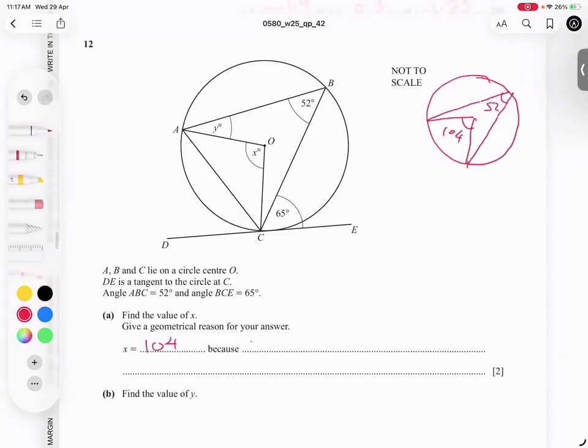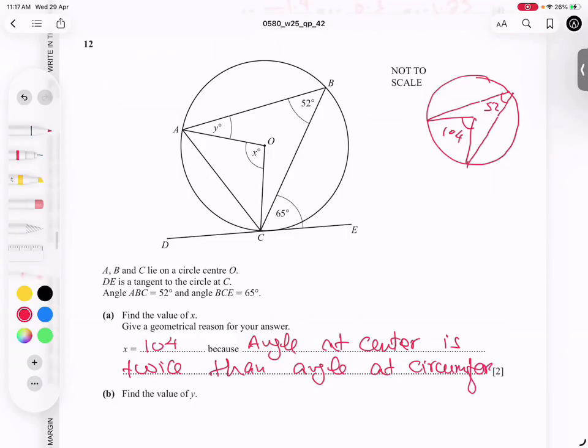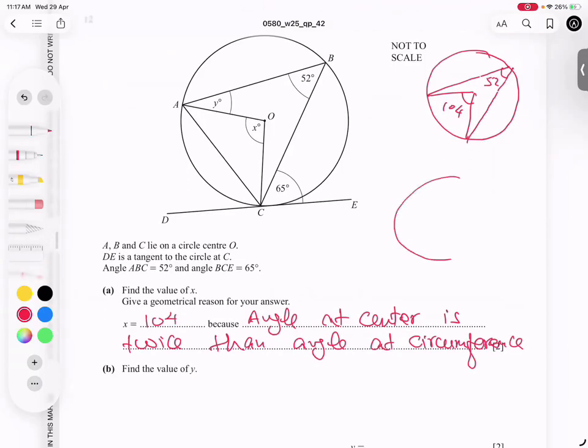So what is the property? Angle at center is twice the angle at circumference.